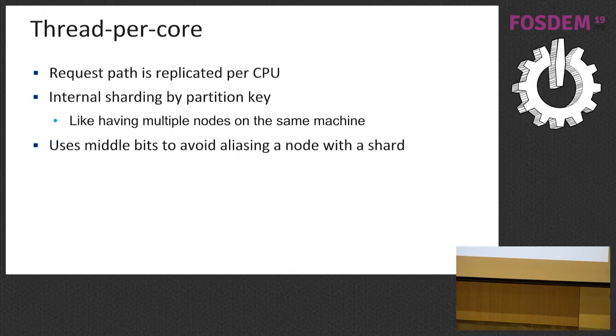So for Scylla, this has the consequence that all of the components of the request path are replicated per CPU. And also, just like data is partitioned across the cluster, it is also partitioned inside a node. We use the same partition key to decide which CPUs get to handle which subset of the data. We use the middle bits of the partition key just to avoid aliasing situations when the shard count per node approximates the node count in the cluster.